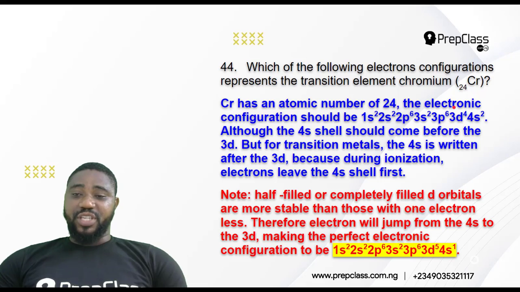If you don't know this SPDF notation of writing electronic configuration, I bet you to go and learn it. This may not be the best way to start teaching that. So the normal electronic configuration should be 1s2, 2s2, 2p6, 3s2, 3p6, 3d4, 4s2. Although the 4s shell should come before the 3d shell, for the transition metals like chromium, manganese, iron, the 4s is written before the 3d.